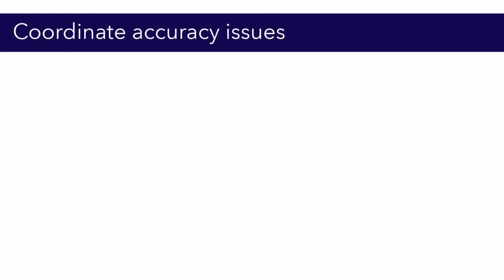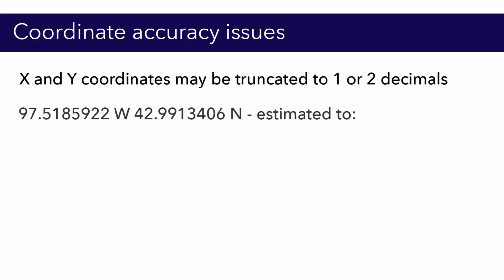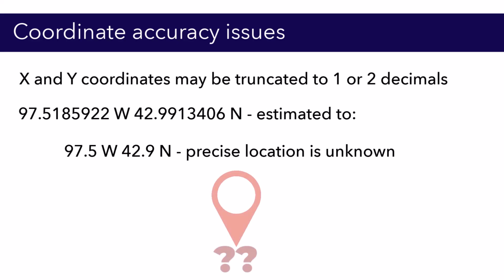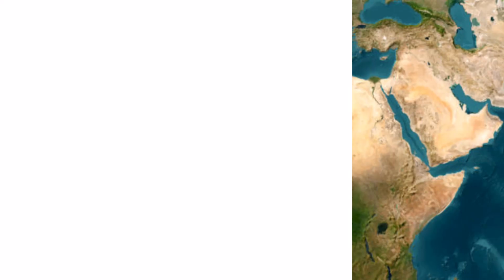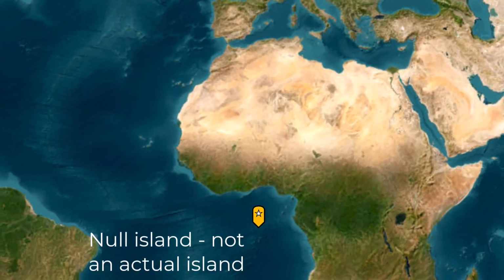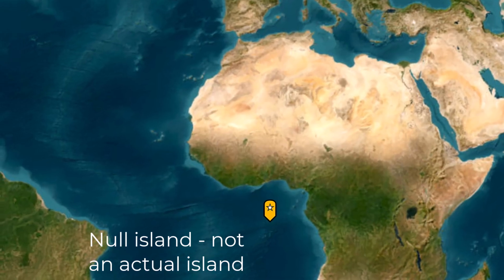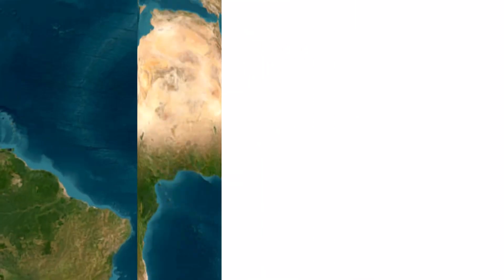Because of these known issues, sometimes the X and Y coordinates might be truncated to only include 1 or 2 decimal places to show that the precise location is unknown and the coordinates are just an estimate. Other times, the X and Y coordinate might simply be set to the origin, 0, 0, which is in the Atlantic Ocean and sometimes called Null Island. These coordinate issues can complicate mapping and spatial analysis when using these types of data.